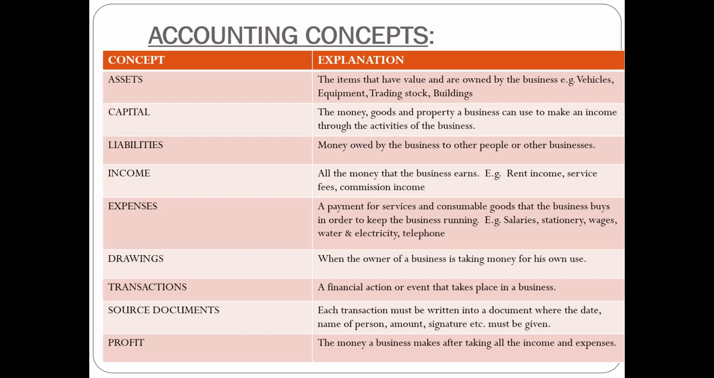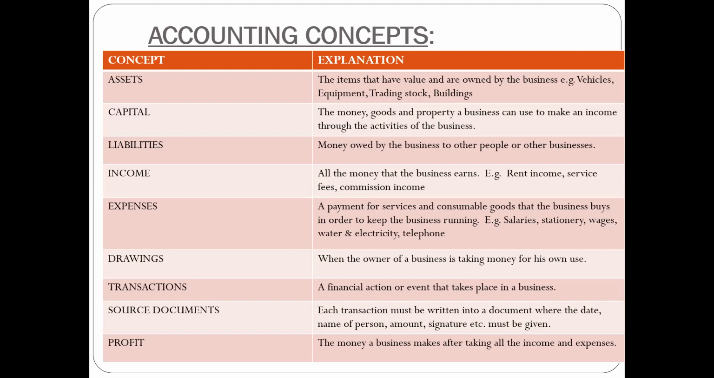Right, so I've repeated assets and capital. So I'm just going to repeat liabilities. Liabilities is money owed by the business to other people or other businesses. So somebody owes somebody money, that's a liability. And income is all the money that the business earns. For example, rent income, service fees, and commission income. So all the money that's coming into a business is seen as income.